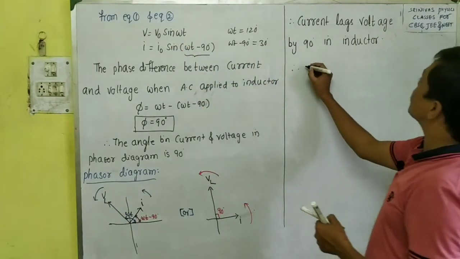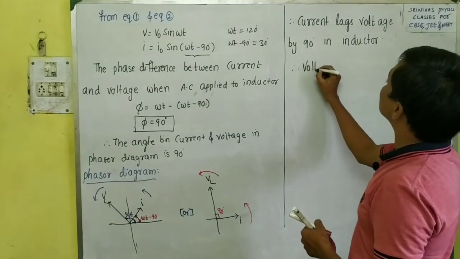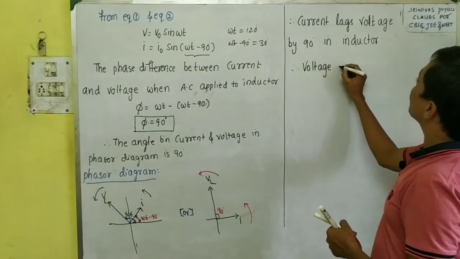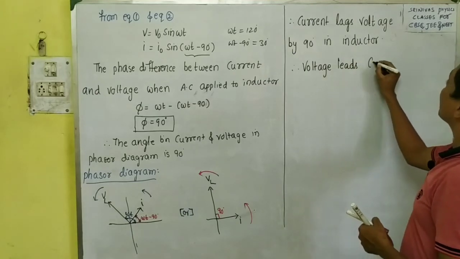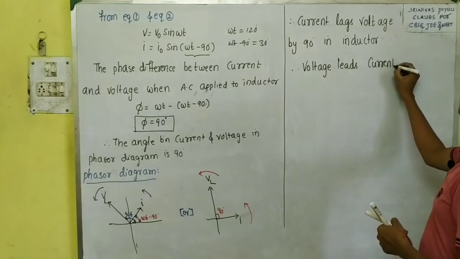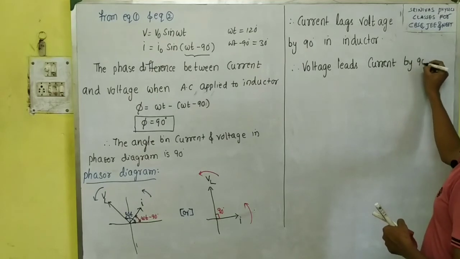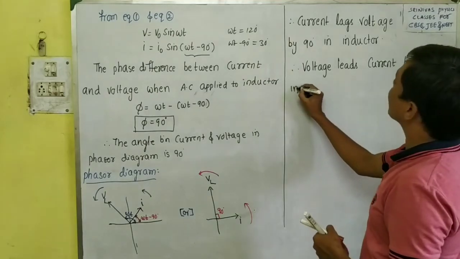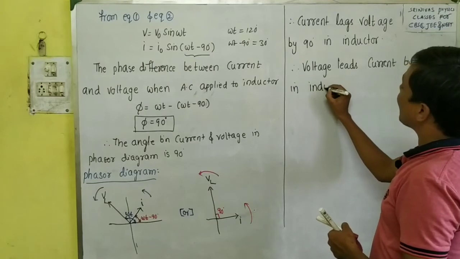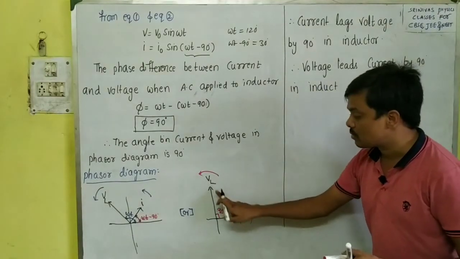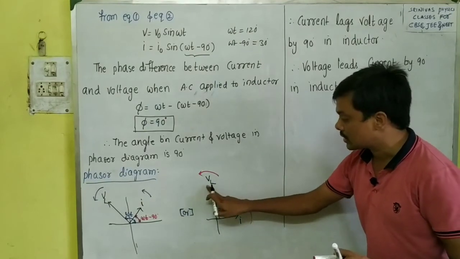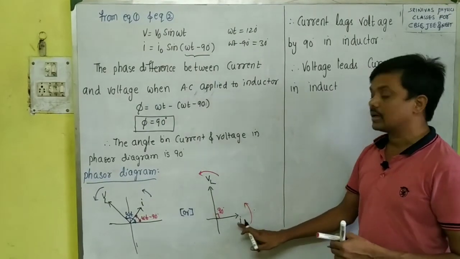And then we write this one like this: the voltage leads. Voltage across the inductor leads current by 90 degrees in the inductor. Right? Current lags or voltage leads. Current is back of the voltage by 90 degrees, or voltage is in front of the current by 90 degrees, right?